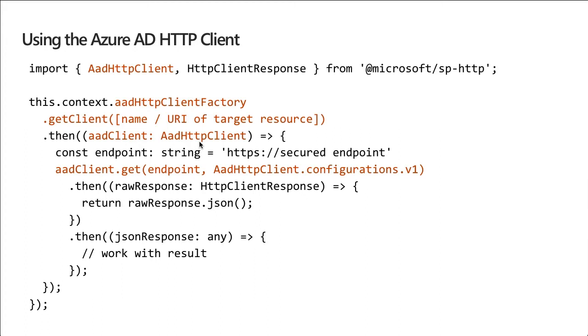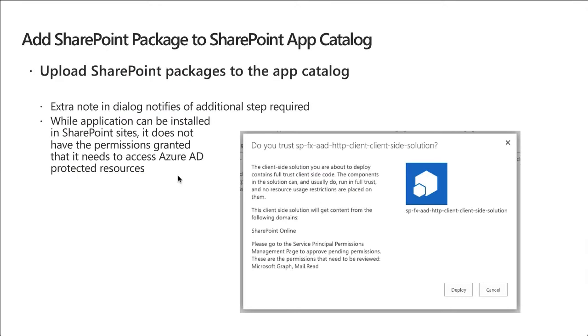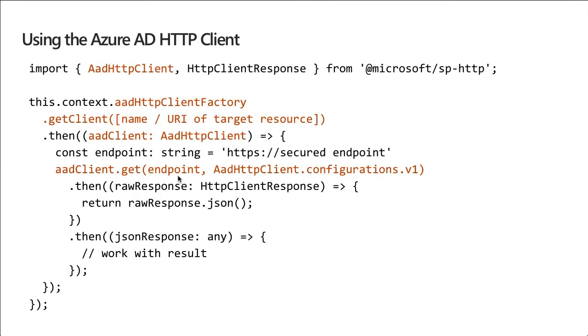So maybe it's graph.microsoft.com, or it's the SharePoint REST API, or it's some other third-party API that we're working with. That get client is what's going to trigger all the stuff you saw on the previous slide and give you back that Azure AD client in the then statement there. And then a little bit farther down, you can see where I'm issuing a GET request to that endpoint with this configuration.